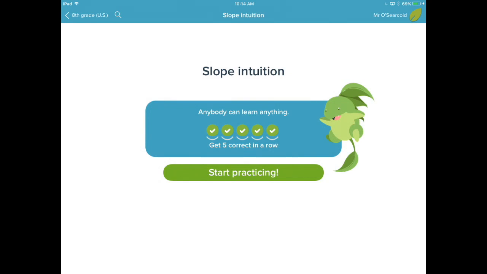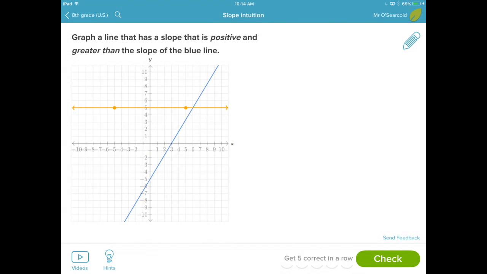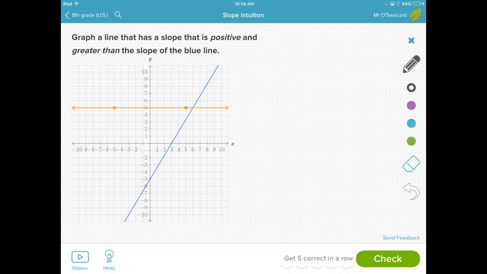Okay, so now we know a little bit about slope and y-intercept. We can use that to just intuitively look at what this means on a graph. In this particular case, we've got a blue line, and we want to graph a line that has a positive slope that is greater than the slope of the blue line.